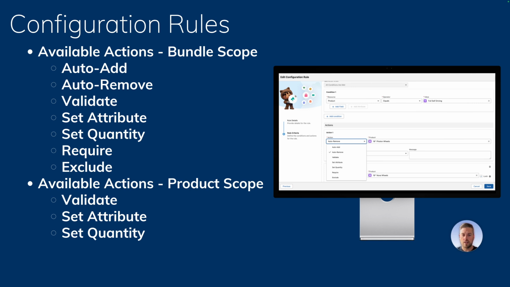If what you're targeting is product scope, so within the transaction line editor, not within a specific bundle, then you can either validate, you can set attribute values, or set quantities. Let's look at a couple of these actions in details.